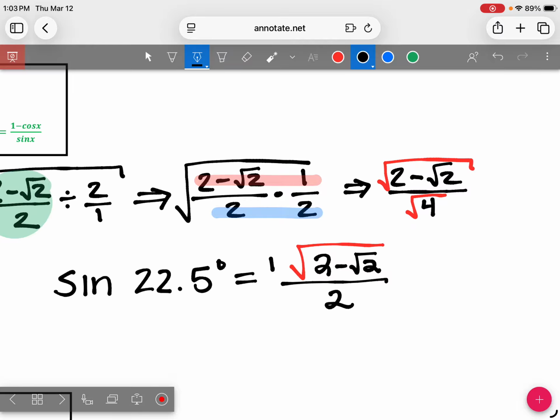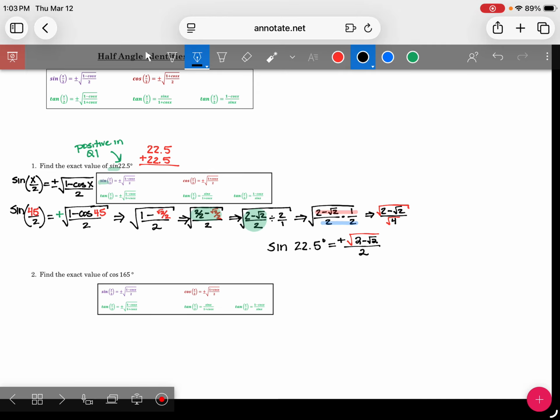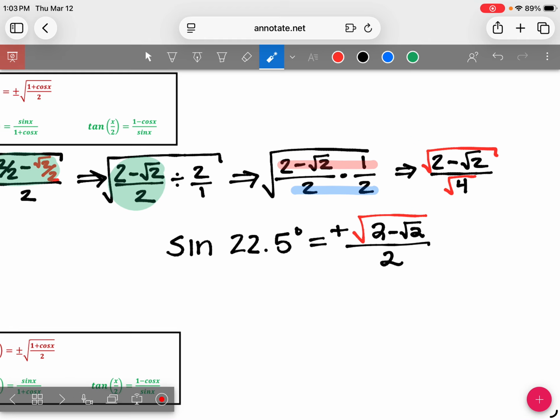And it's positive. Now, I didn't carry that plus sign. You know, we figured out that it was a positive answer. You don't have to carry the plus sign through, but you do have to carry it through if it's negative. And that would be my final answer. And that is the half angle identity. That is how you use it. Any questions?